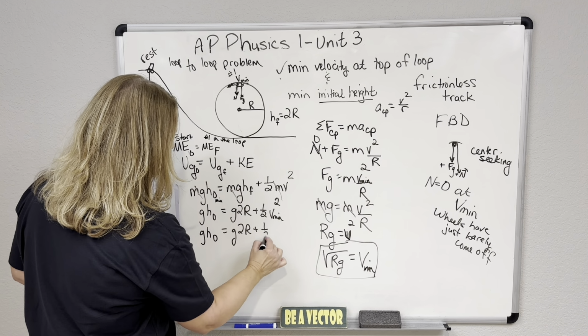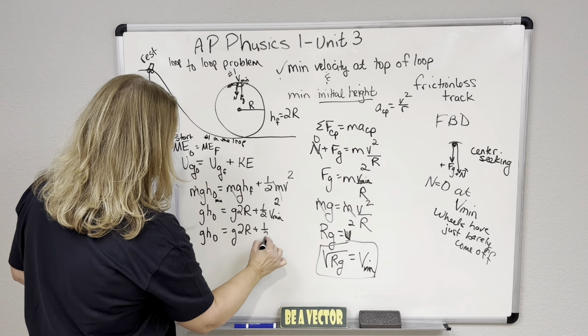Okay? Now look, everybody brought G to the party. G, G, and G. 9.81, little g, everybody brought to the party. And your H naught is 2R plus 1/2 R. If you were to add that up, that's 5/2 times the radius. So your initial height, if you want minimum initial height, is dependent on the radius of that loop.